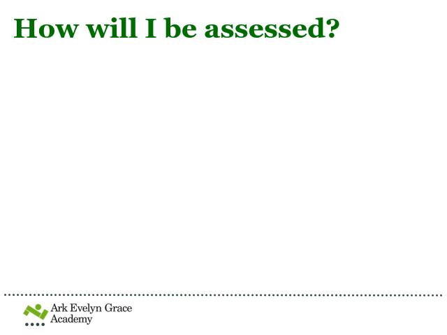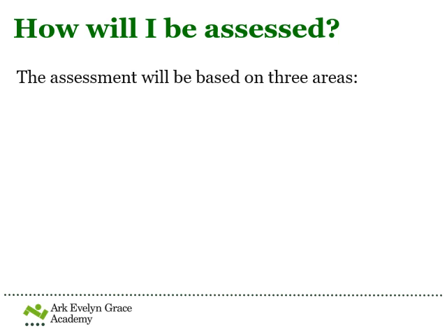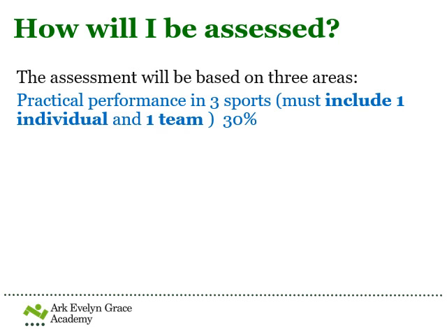In terms of assessment, the first thing you'll be looking at is your practical. As you can see from there, practical is only worth 30%. It's in 3 sports. One must be an individual sport, so that could be badminton, table tennis, athletics, or trampolining. The next is one team sport, so it could be football, rugby, cricket, netball, basketball. And then the third sport can be a team or an individual sport.